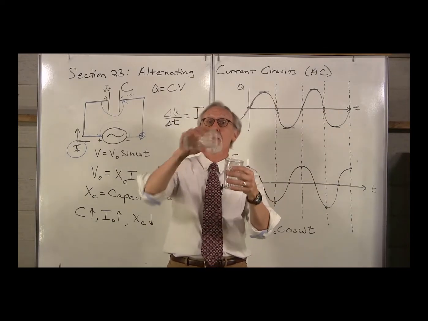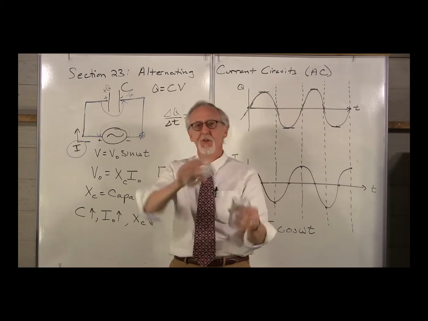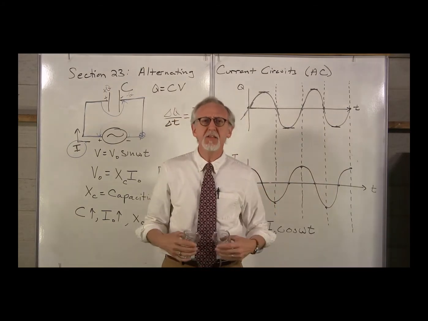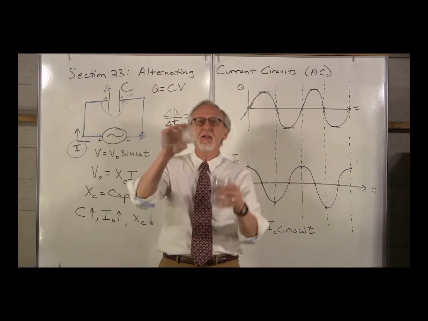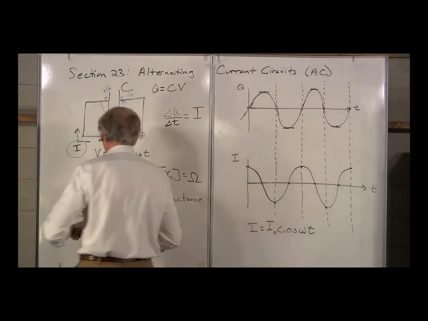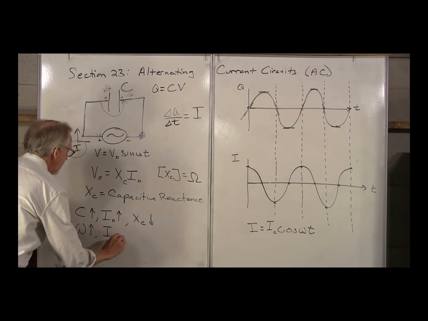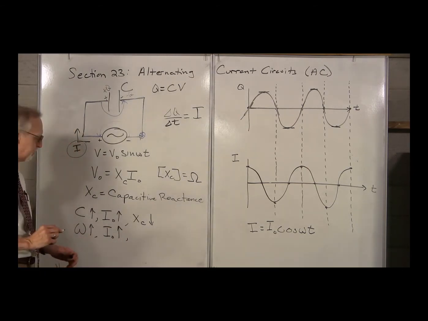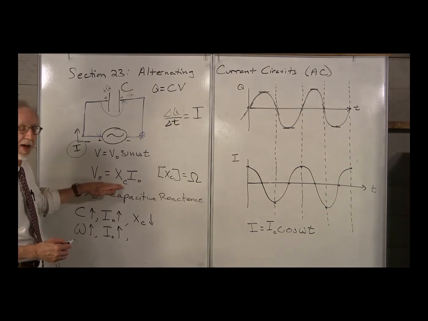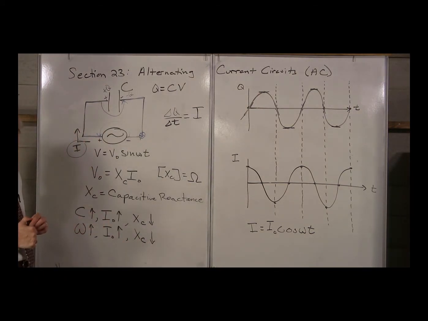Am I going to be moving more fluid when I do it fast? Yes, I'm going to have 5 times the amount of fluid flowing per second than I do if I'm doing it slowly. So by increasing the frequency, I must increase the current. I must increase how much current is sloshing back and forth. So if I increase omega, again I must increase the current amplitude. Again, increasing the current amplitude must mean I decrease the capacitive reactance. So X sub C must decrease.